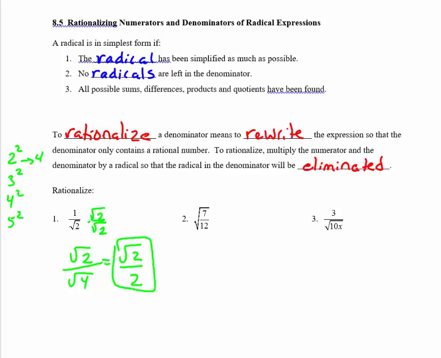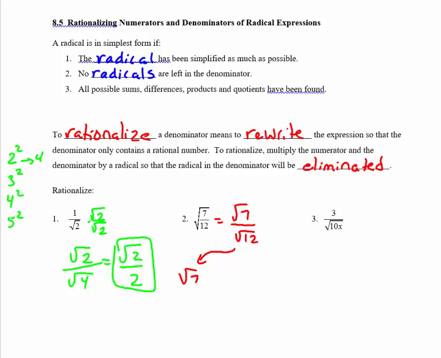So really we just want to multiply by a number that's going to have a nice square, so therefore we can take the square root. For number 2, we have the square root of 7 over 12. Well, let's separate those. We get the square root of 7 all over the square root of 12. There are a couple different ways to go from here. I'll show where we're going to simplify the square root of 12 first.